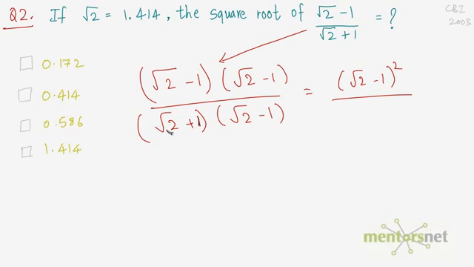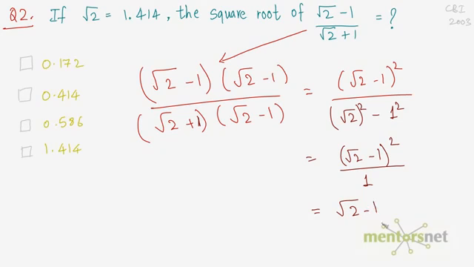You have a pattern like (a + b) times (a − b), which is equal to a² − b². So you have (√2)² − 1². Let us keep the numerator as it is, (√2 − 1)² divided by, in the denominator, 2 − 1, which is 1. So this value is simplified to (√2 − 1)². But you haven't been asked this value. You have to take the square root of this value.